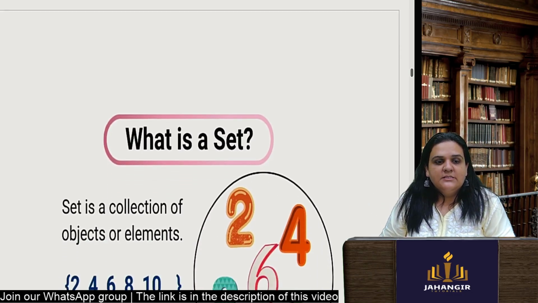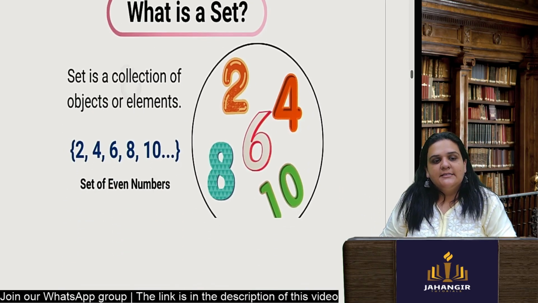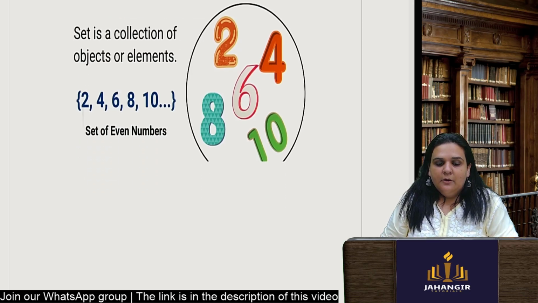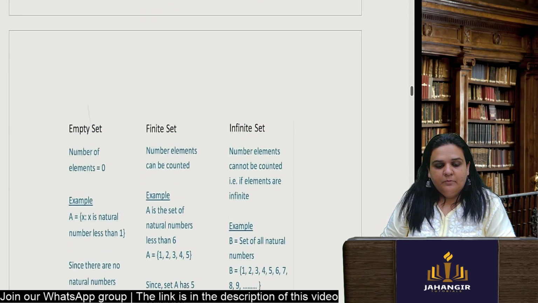So this is what a set is. A set is nothing but a collection of objects or elements. Now this is a set of all even numbers: 2, 4, 6, 8, 10, 12. All even numbers.